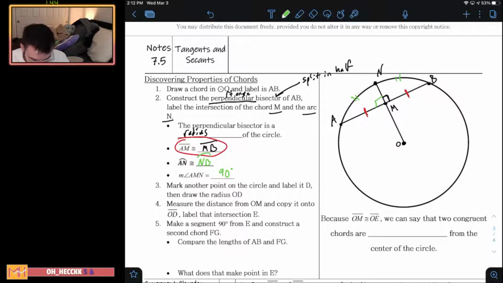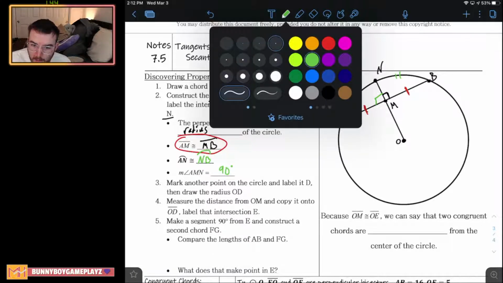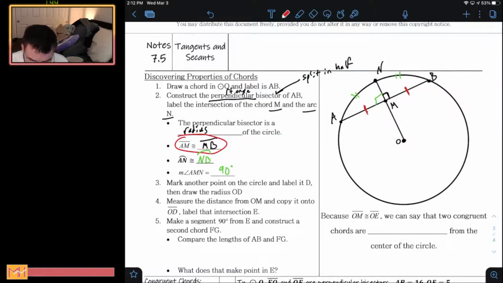So let's mark another point on the circle and label it D. And then, I forget all of my directions here. Let's mark another point on the circle and label it D. Then draw the radius O to D. Measure the distance from OM and copy it onto OD and label that intersection E.